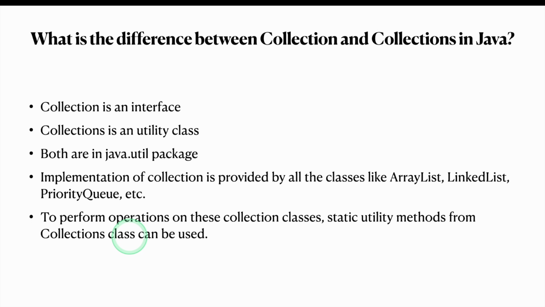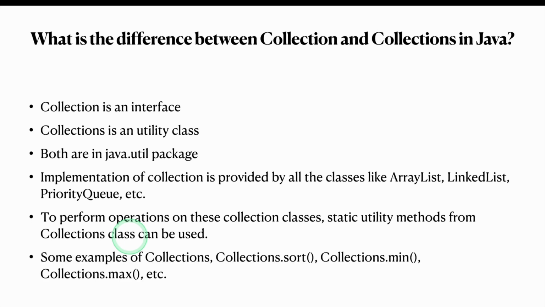Since there is no point having state, right? We are just using these methods to sort, to reverse the order and all other stuff. Examples of Collections methods are Collections.sort, Collections.min, which returns the minimum element present in the collection, and Collections.max, which returns the maximum element present in the collection.